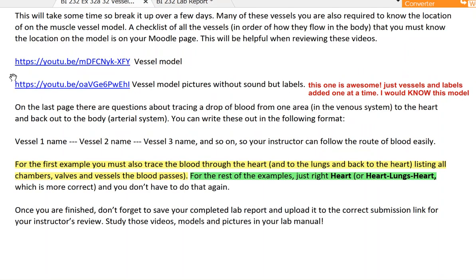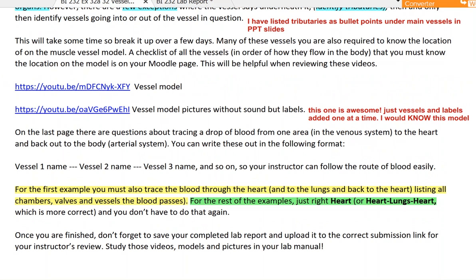And again, this video of just the pictures without the sound and with labels is just an excellent review of all the blood vessels. And because it's so good, I'm going to show you some slides with blood vessels on them, but I'm not going to trace every single thing because you have a video already doing that.